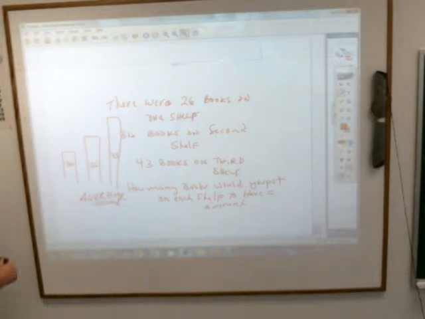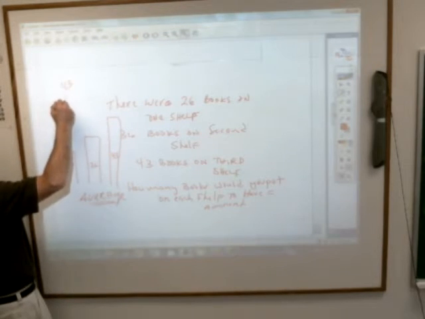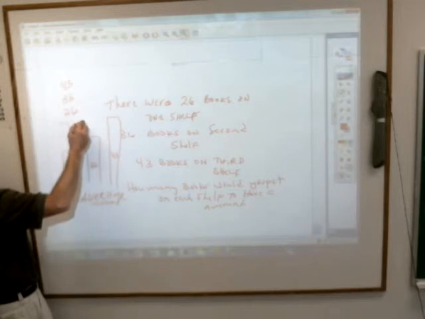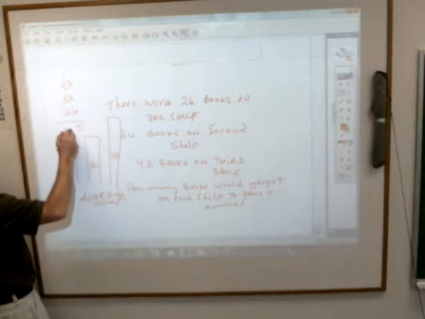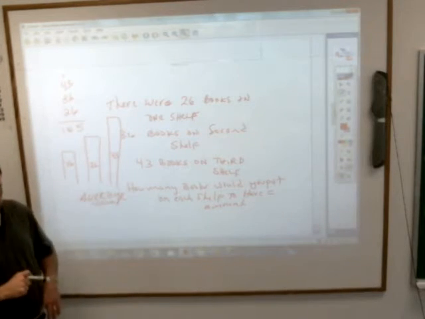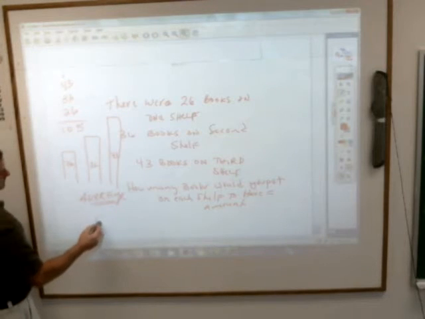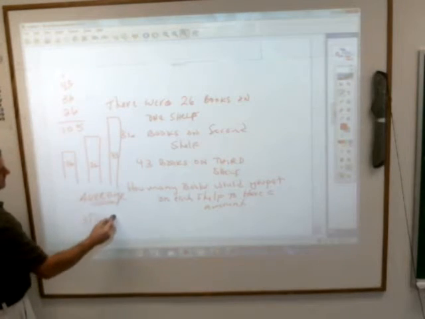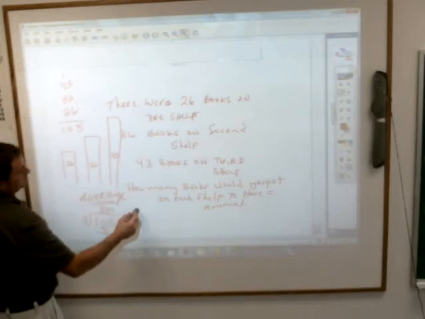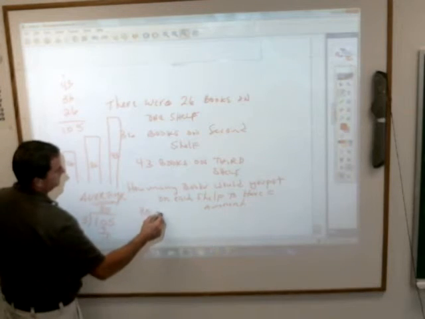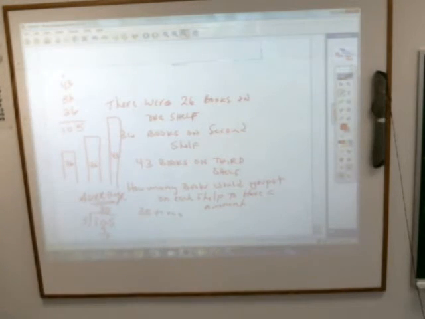Okay? And what would you have to do? You add 43, 36, and 26 together, which is what, 105. What do I have to do with 105? Christine? Divided by 3. Yeah, I have 105 total books. I divide it by 3, and I end up with 35 books on each shelf. So anytime they ask you to make equal stacks, that would be what you would do.